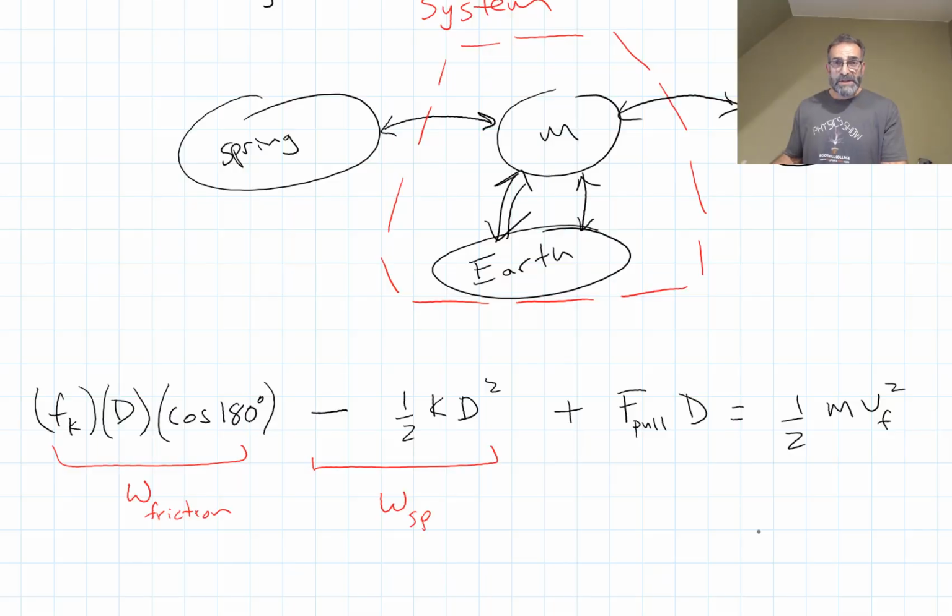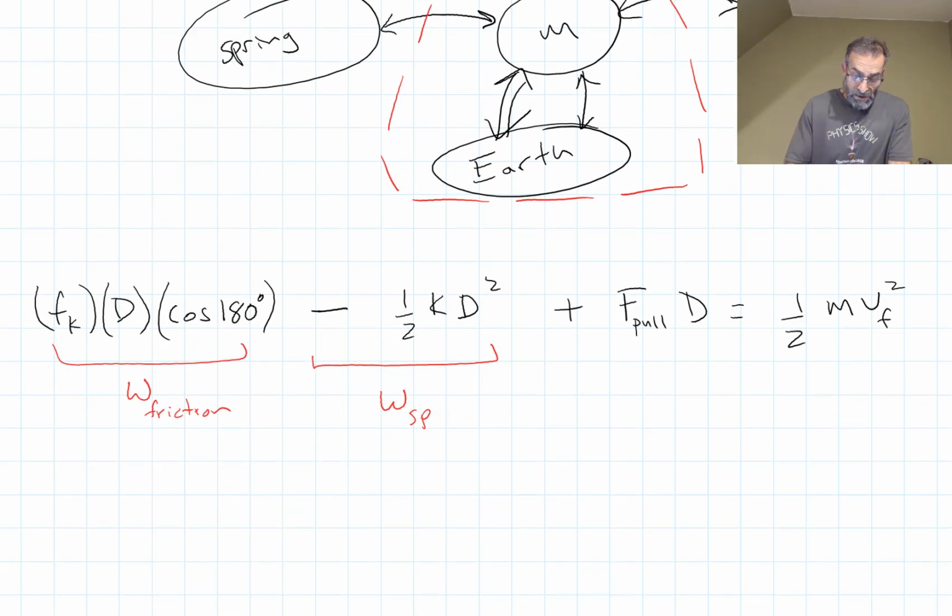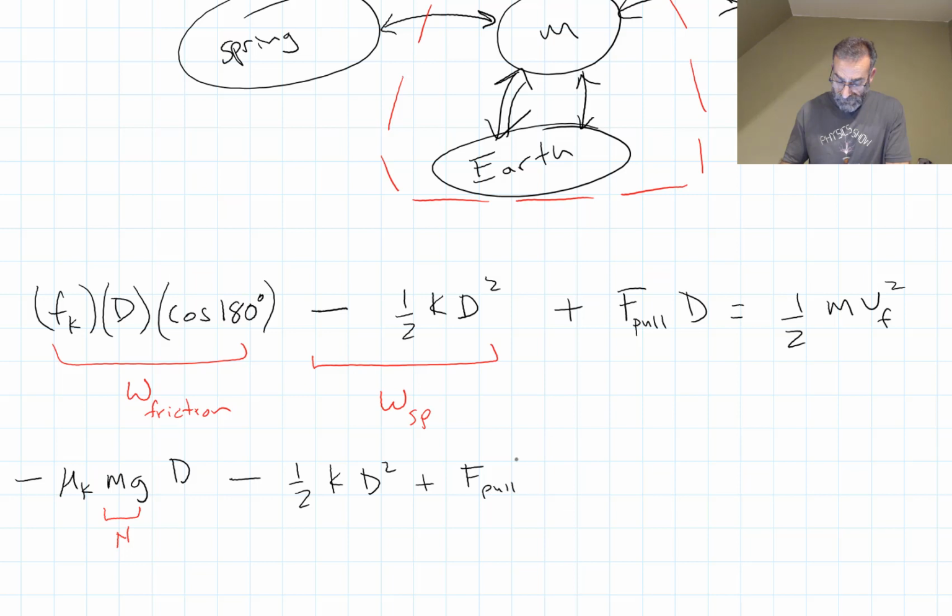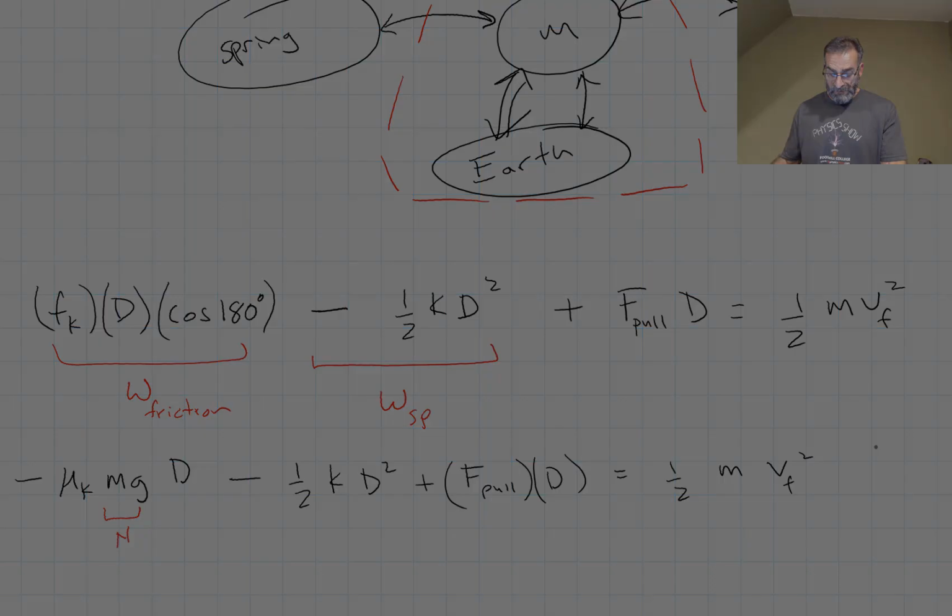If you'd like, we can finish the problem by putting numbers in. We were given some numbers here. Before we do that, we can write our friction force as mu times the normal force, and the normal force in this case is just mg. Our distance is given, and our cosine 180 gives us a minus sign. And now we can plug in the numbers that were given and solve for V final.